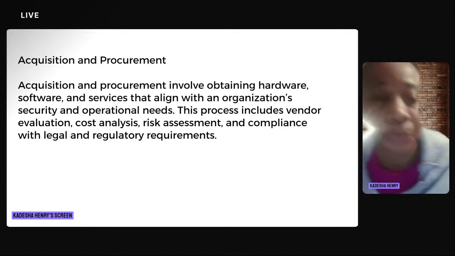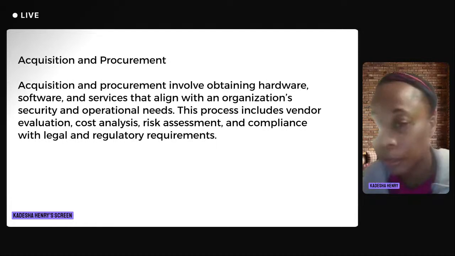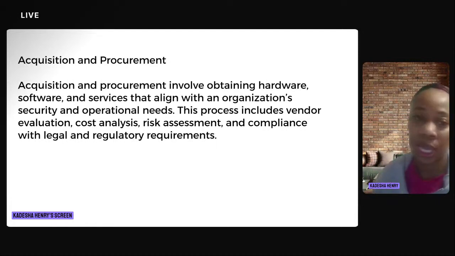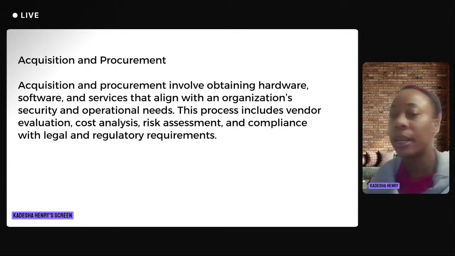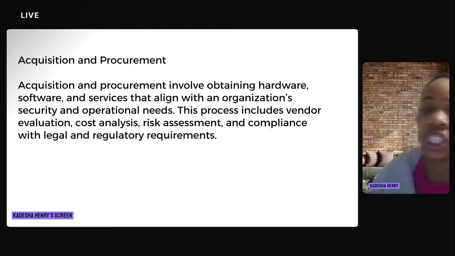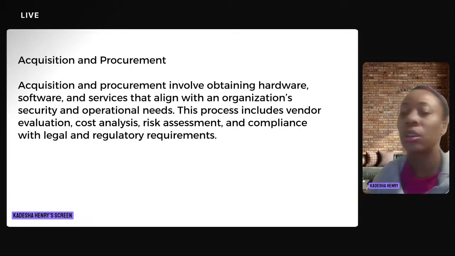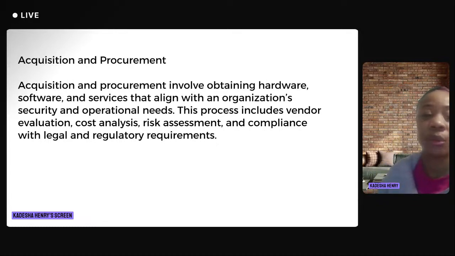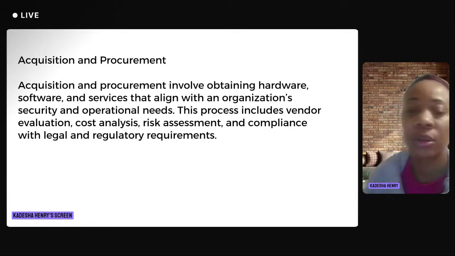But when we talk about acquisition and procurement, what are we really talking about? The definition is that acquisition and procurement involve obtaining the hardware, the software, and the services that align with the organization's security and operational needs. And this process includes vendor evaluation, cost analysis, risk assessment, and compliance with legal and regulatory requirements.